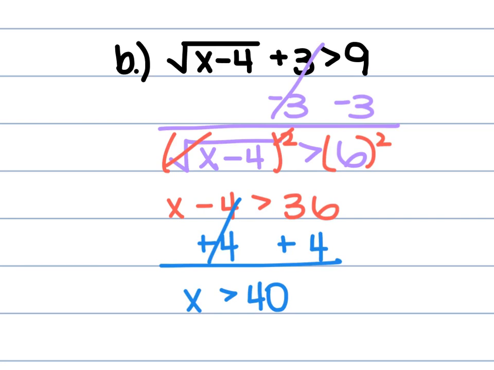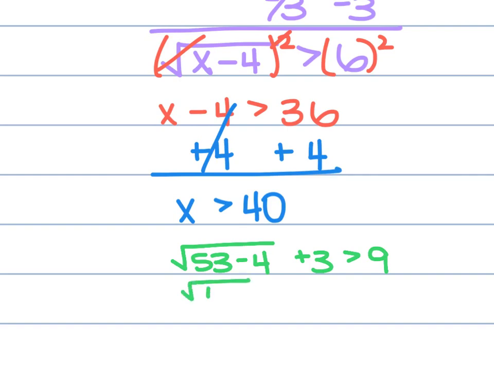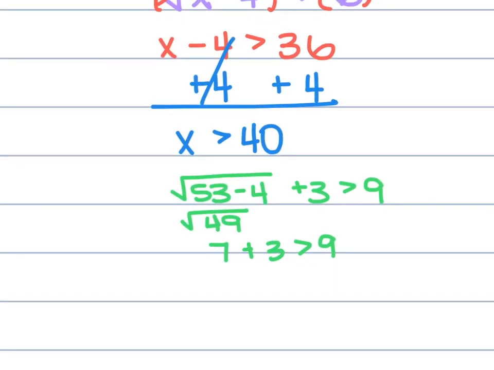You've got to pick a number greater than 40. So it's totally up to you which one you do. I would make it easy for myself. So a number greater than 40 that's going to give me the radical of a number, I would use 53. So the square root of 53 minus 4 plus 3 is greater than 9. So 53 minus 4 is 49. The square root of 49 is 7. 7 plus 3 is 10. 10 is greater than 9. So we're okay here.